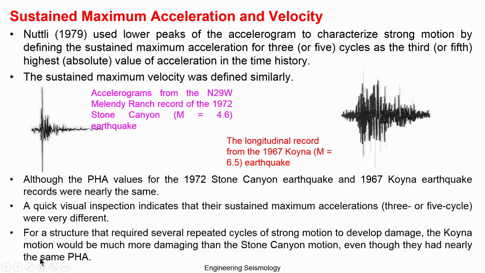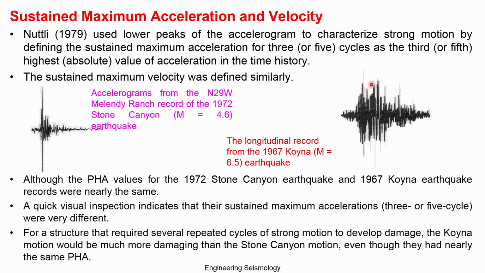Why did he come up with this? If you watch closely both records shown in the figure, this one was the acceleration from the N29W Mullenley Ranch record of the 1972 Stone Canyon earthquake of magnitude 4.2. You can see one amplitude that is twice or thrice the other amplitudes in the record. The similar longitudinal record from the Koyna earthquake, where M is 6, shows that most of the amplitudes are almost equal.